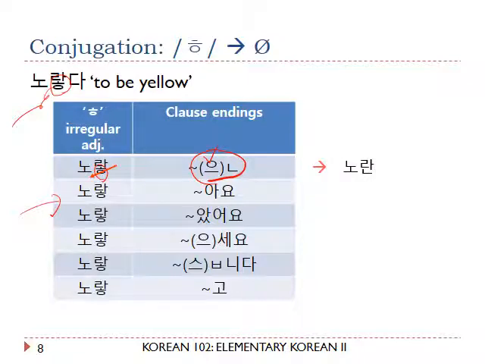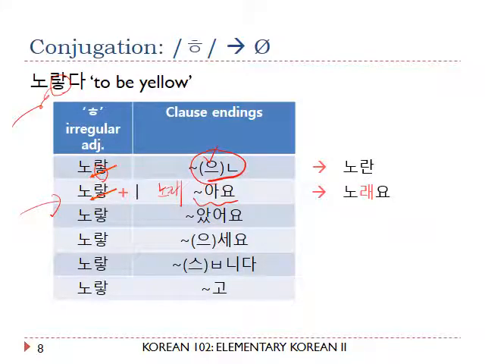With a non-past polite ending 아요, it also begins with a vowel, right? So here ㅎ is omitted. And at this time, a new vowel ㅣ is added to the stem. So the stem becomes 노래, and with the polite ending 요, the final form is 노래요.